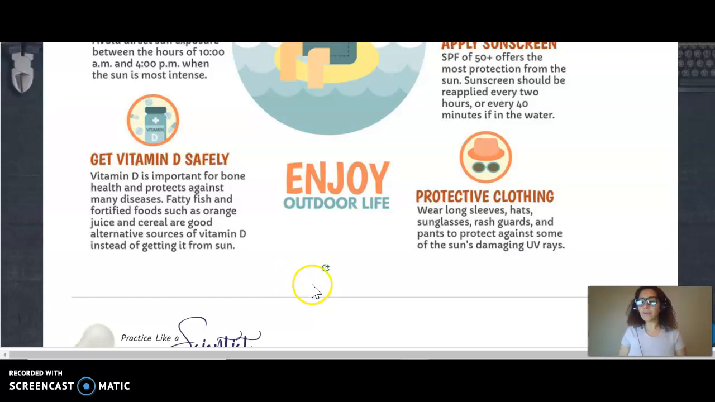And finally, you're going to want to wear protective clothing when you go outside. So this is long sleeves, hats, sunglasses, and maybe even pants. And that's going to be able to protect you from the sun's damaging rays.